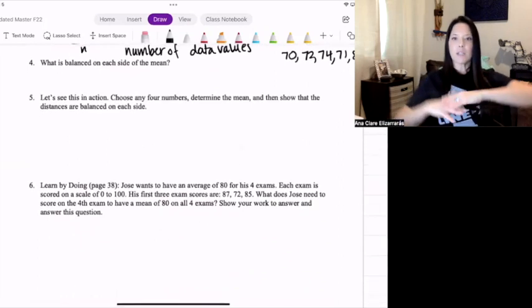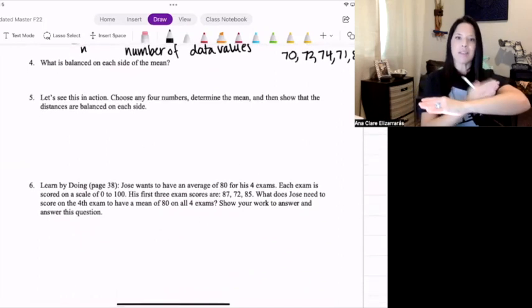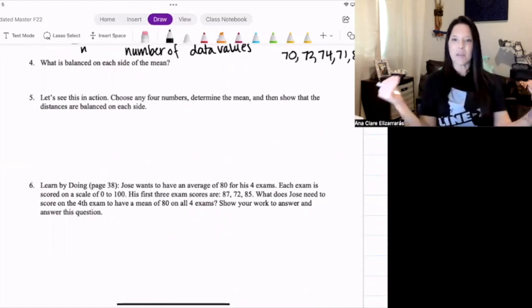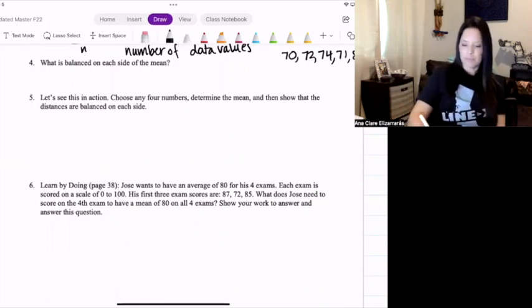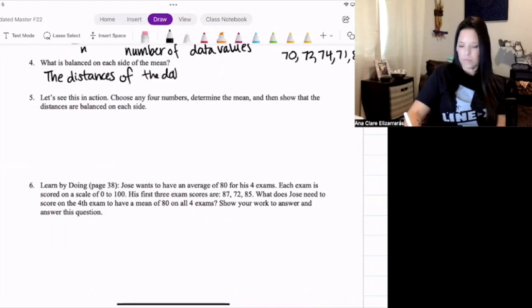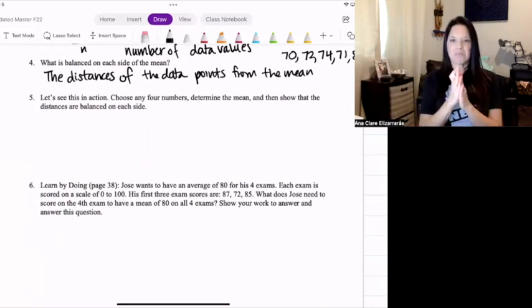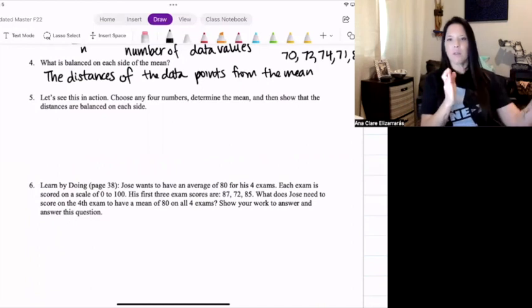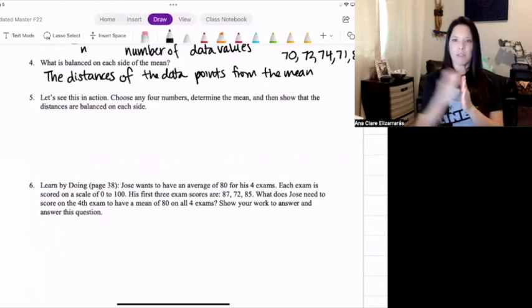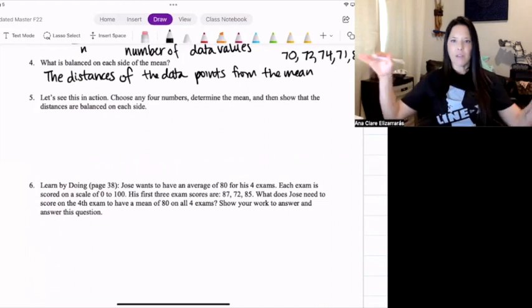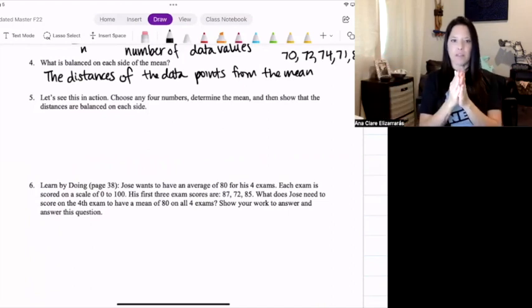The mean is called a balancing point because it balances the distances of each data point from the mean. The distances meaning, my average is 5, 1 is 4 away from 5, 9 is 4 away from 5. So 1 and 9 would be balanced on either side of a mean that is 5.